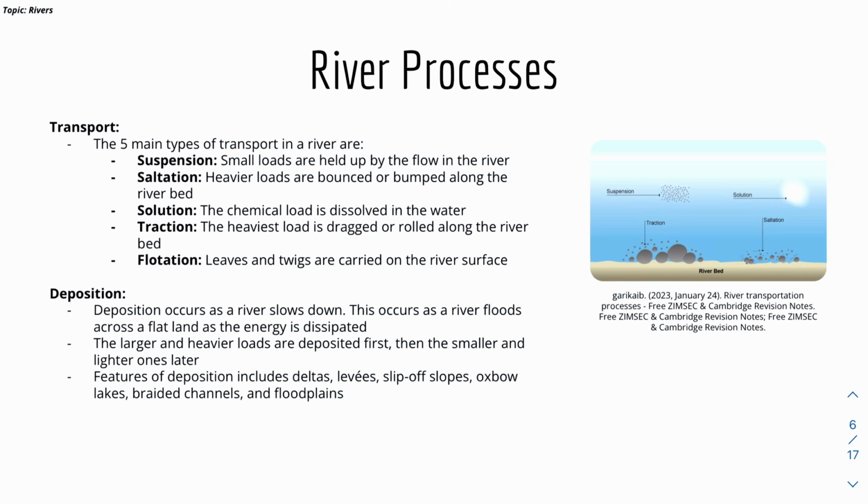And deposition occurs as the river slows down, and this occurs as the river floods across a flat land as the energy is dissipated. So when flooding happens, the water basically spreads around a whole area of land, right? This means that the river water loses energy as it decreases in velocity or flows slower. That's why the river slows down and is able to deposit the loads on the land. And the larger and heavier loads are deposited first, then the smaller and lighter ones later, which is quite self-explanatory. And the features of deposition include deltas, levees, slip-off slopes, oxbow lakes, braided channels, and floodplains.